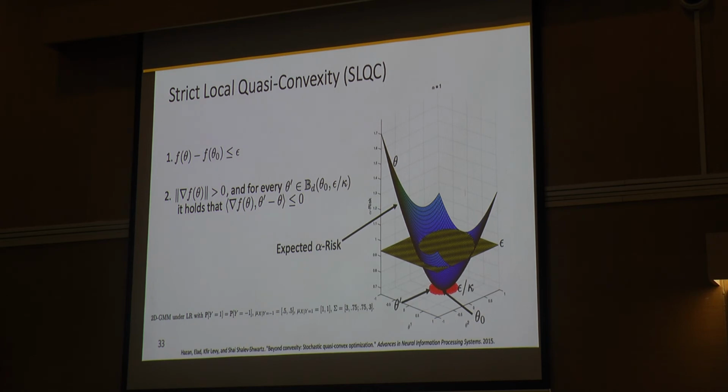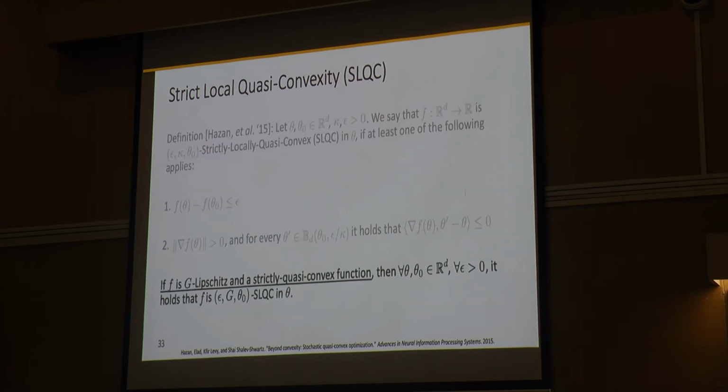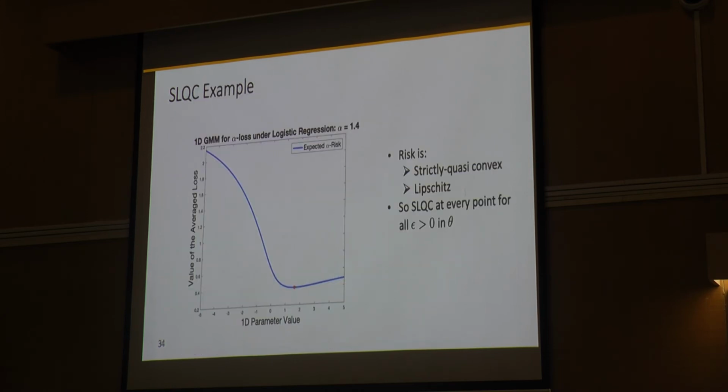The good point is when you have this strictly locally quasi-convex, you can write out, as I told you, these iterations, and I'll tell you in a minute what that is. For the special case when your function is strictly locally quasi-convex and you know its Lipschitz coefficient, g, with respect to theta, then for a given epsilon you know what kappa is. It's the g itself. And this is an example of alpha loss for one-dimensional GMM, and it's exactly SLQC.